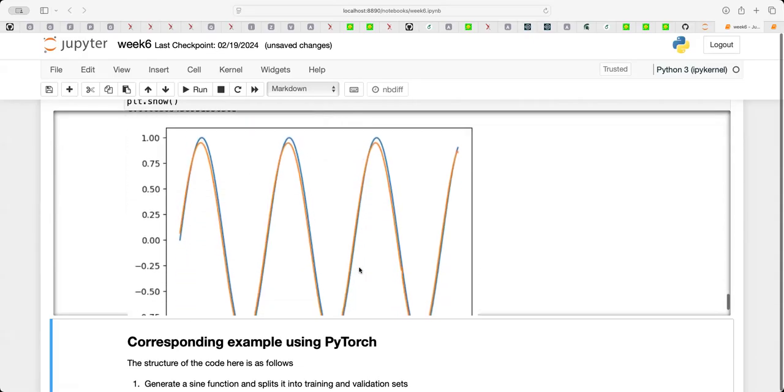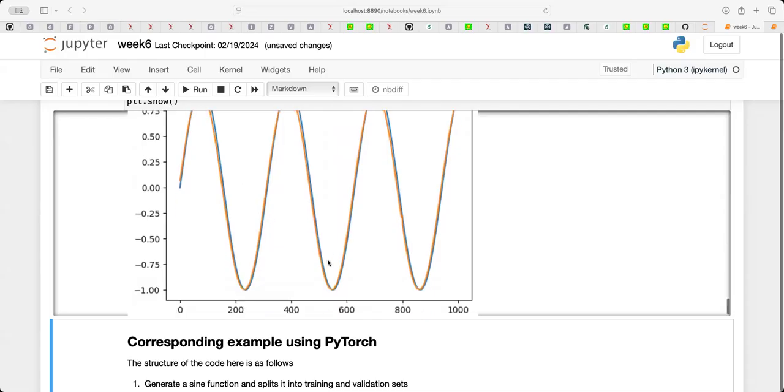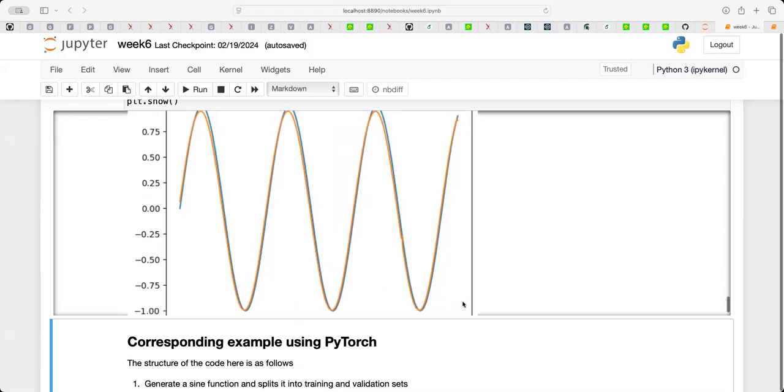So let's see if it's done. And now you see that my blue one is my original sine function, and the orange one is my prediction. That means that I train up to 800. You can think of every step here as a time you make the measurement. It doesn't need to be time, but I'm just using time loosely here as a variable. Now I train it up to 800, and what I have between 800 and 1,000 is my prediction.